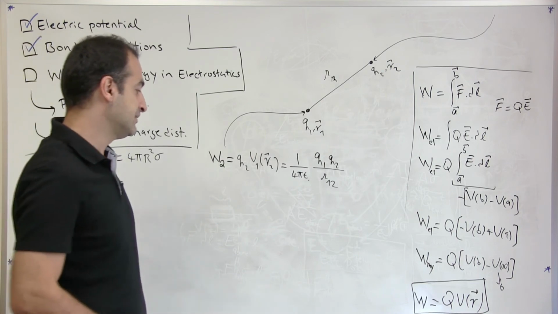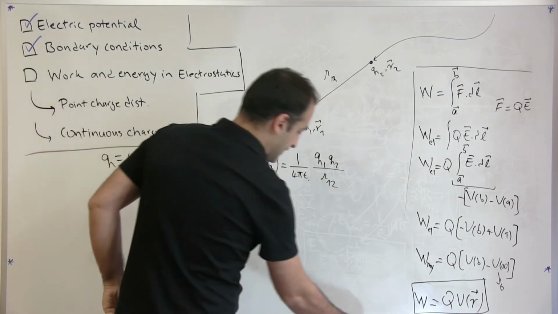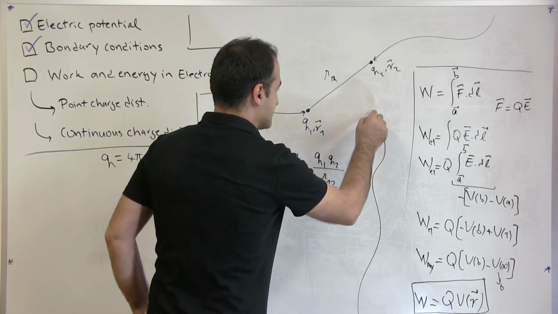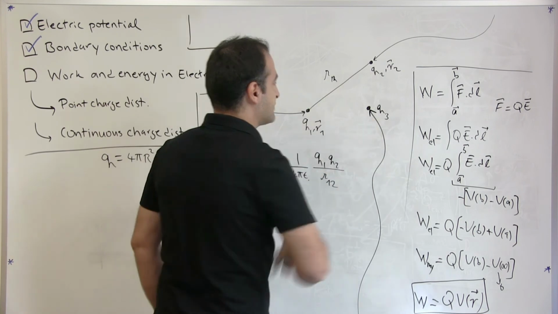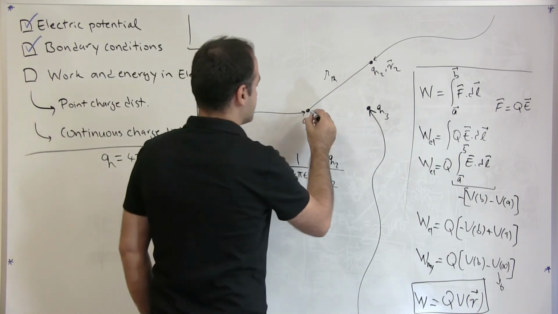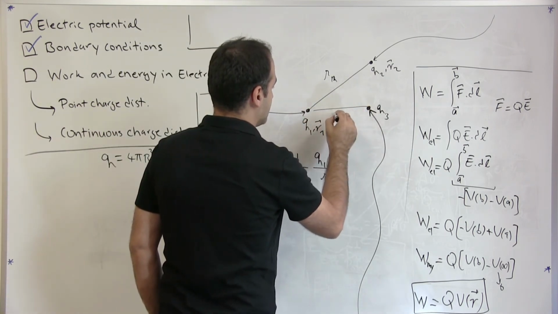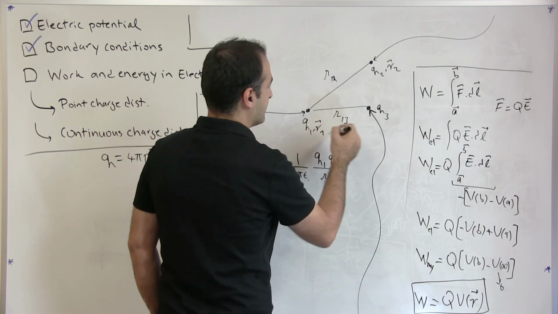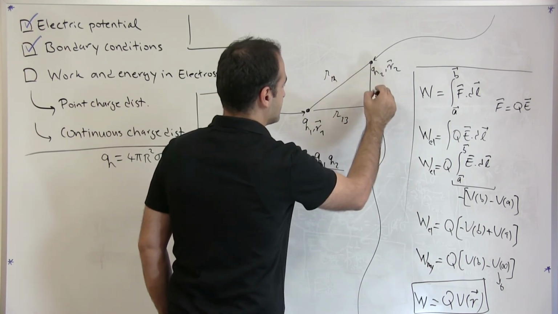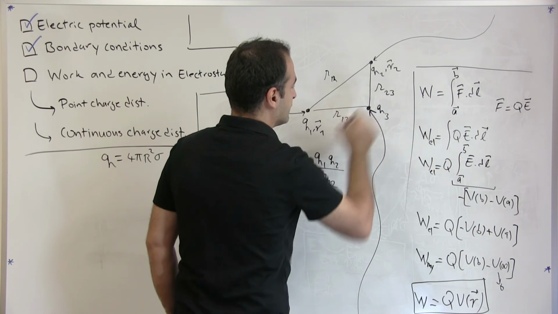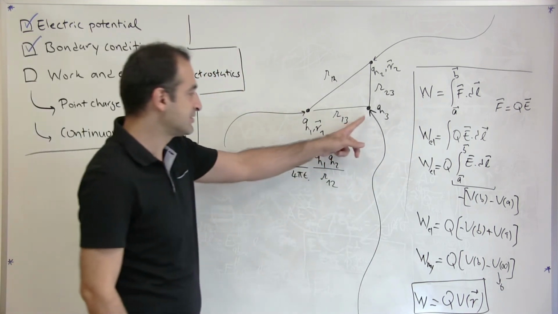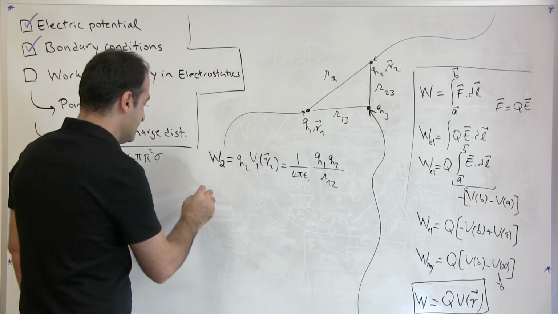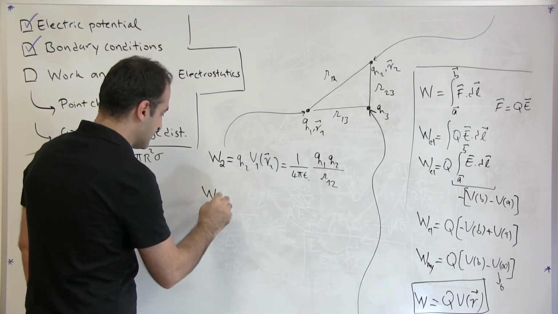Okay, so now, if it's clear, I'm going to bring another charge as well. I'm going to put charge Q3 at this point, which sits at a distance of R13 from the first one and at a distance of R23 from the second one. So I have now the third charge sitting here. What is the work needed to bring number 3?